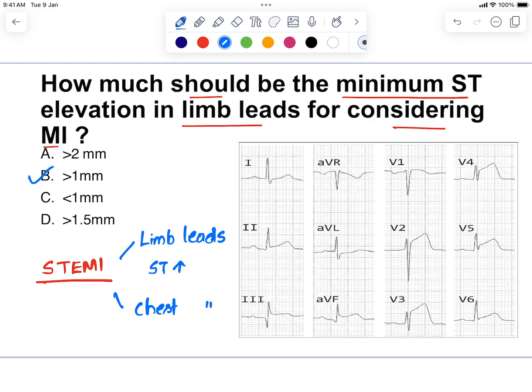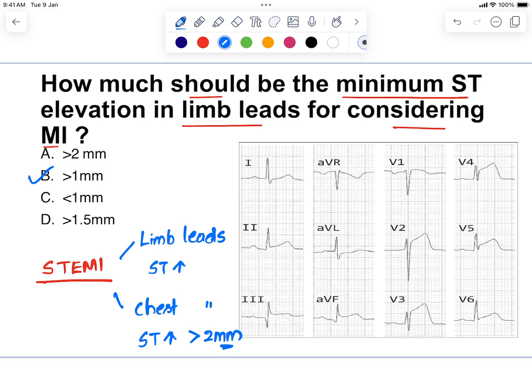okay, so chest leads, they are like from V1 to V6. In chest leads, the ST segment elevation should be there more than 2 mm. So this more than 1 mm in the limb leads and more than 2 mm in the chest leads, that should be there in the contiguous minimum 2 leads. What do you mean by the word contiguous minimum 2 leads?